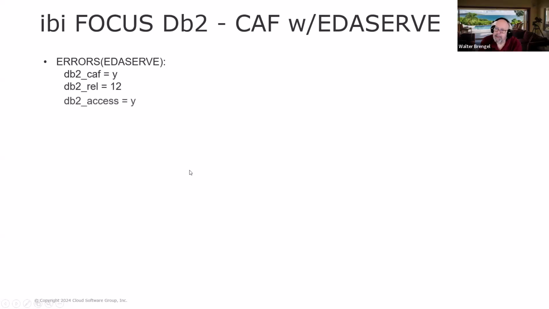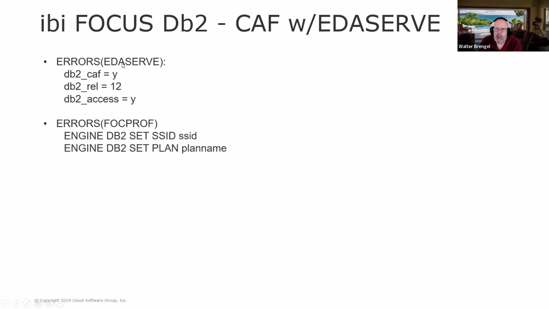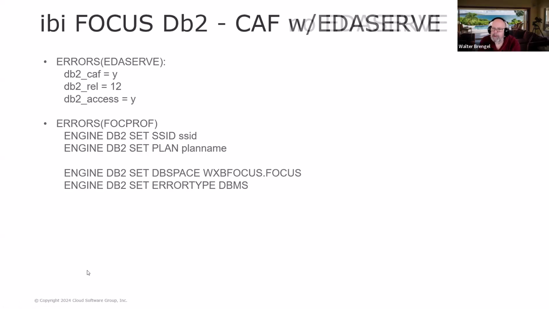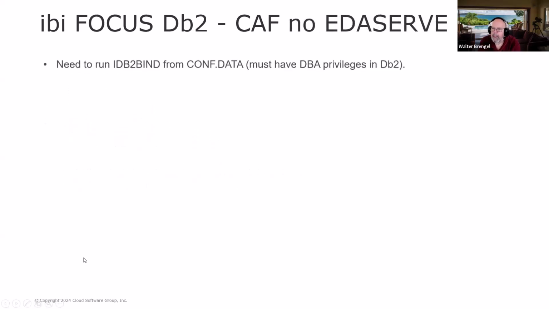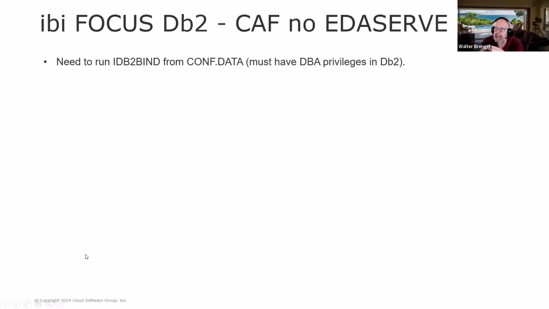Same release, same access. We also have a FOC_PROF because now I have to set the SSID and the plan to your values. If you don't set them, you're going to use the ones that were used when we created the DBRM lib for you. So this is important. Okay, then we have our other settings just like we had before. So that's the CAF with edit-serve.